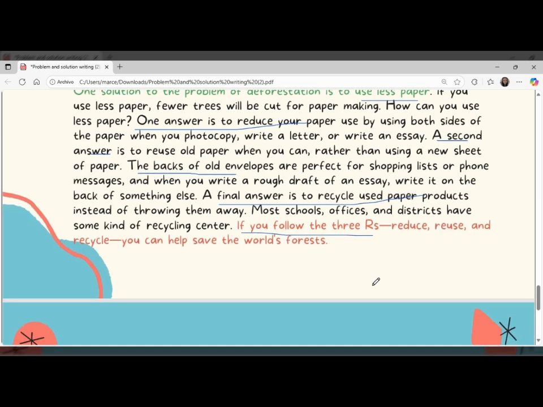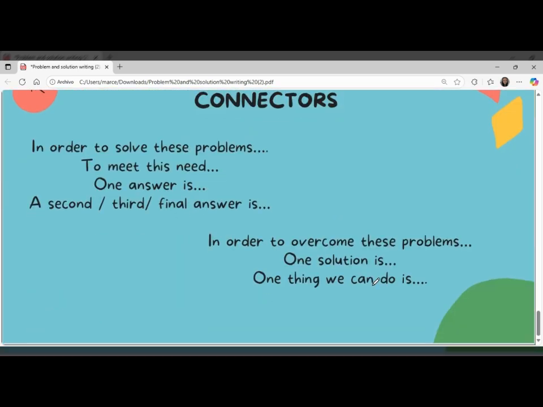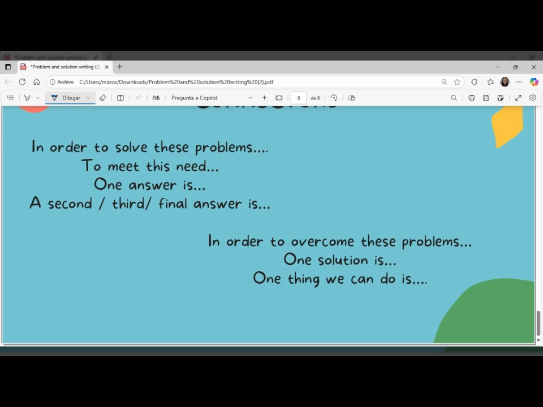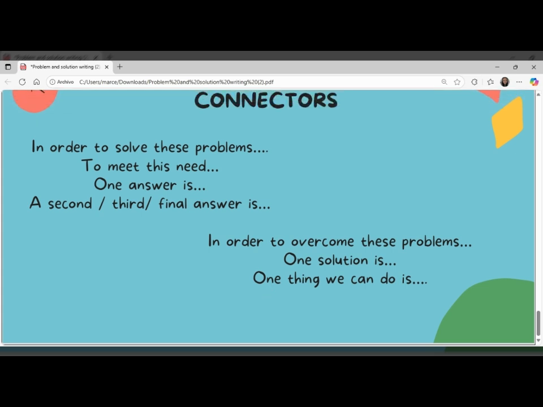At the end of this presentation, you're going to find some connectors that you can use in this type of writing. It is important that you add connectors because in that way you can express more complex ideas, and also you can add some transition between ideas in your paragraphs.